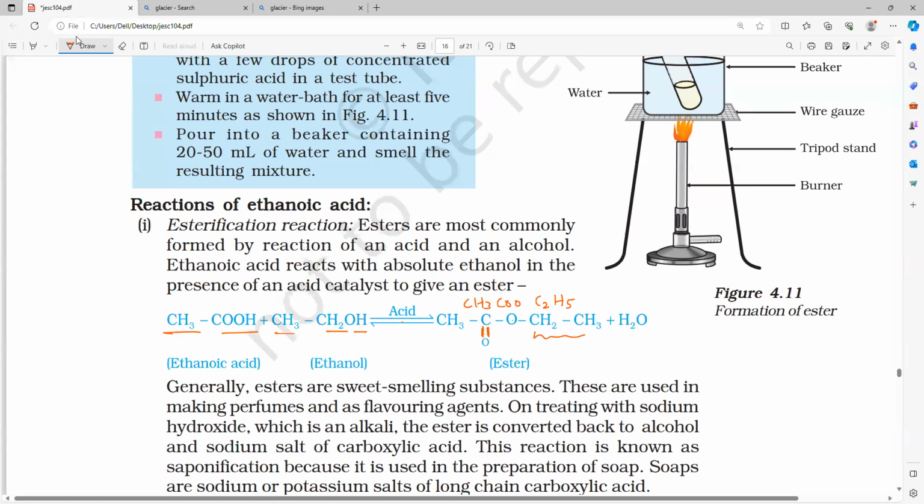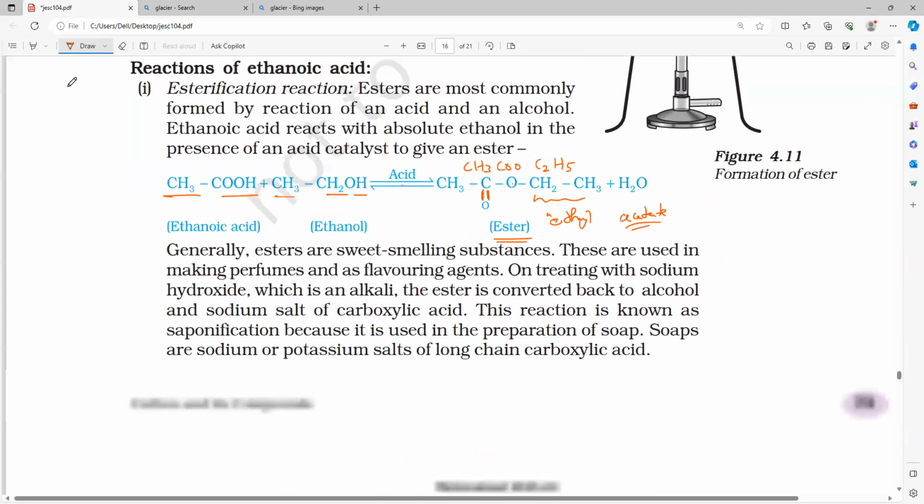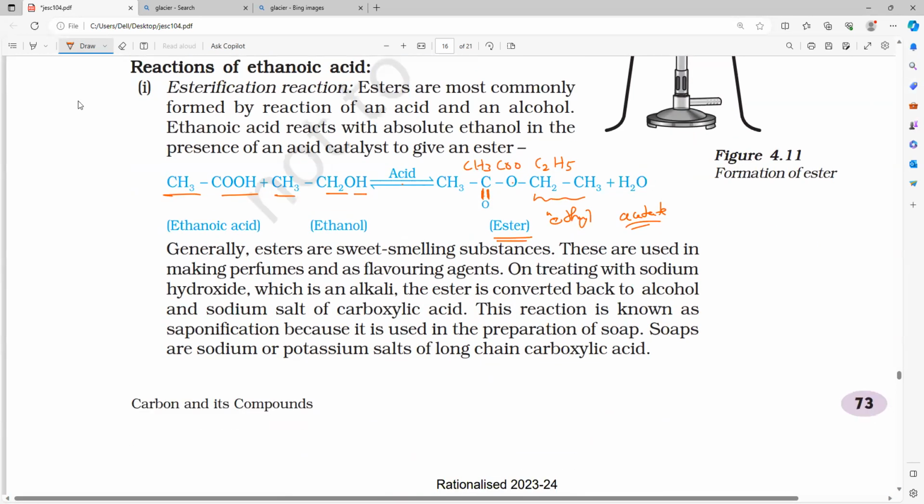So write the name. They put the common name as ester. So what is the name of this one, everybody? Ethyl acetate. Okay. So that is what you have to remember. Clear, everybody? Now, what is the use of it? Very important. Generally, esters are sweet smelling substances. That is the reason they are used in making perfumes and flavoring agents. Note this, very, very important. Use of esters: whatever the esters, they are sweet smelling substances, so these are used in making perfumes and flavoring agents.